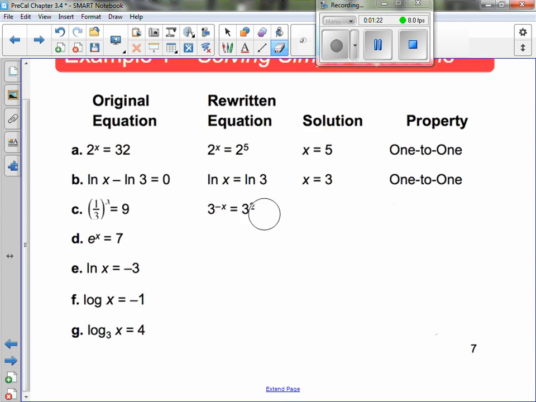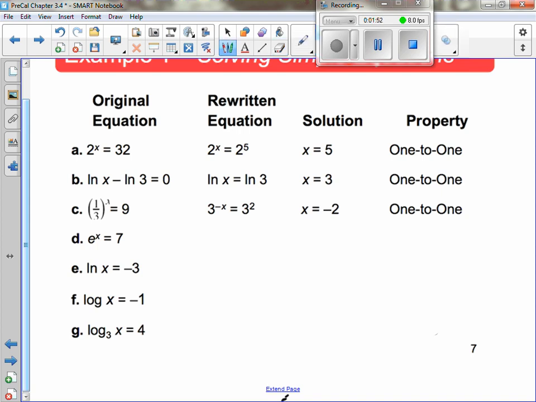So we can say x is equal to 3. And again, with this here, 9 is 3 squared, and 1/3 to the x, well, I can rewrite it as 3 to the negative x. We can rewrite these. Are we good with these here so far? Which means x is equal to negative 2. This is one-to-one. Now we're looking at this next one. e to the x equals 7. Well, there's no way to make this one one-to-one, is there? No.